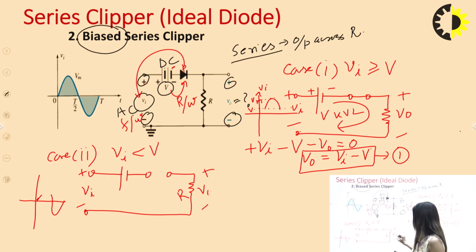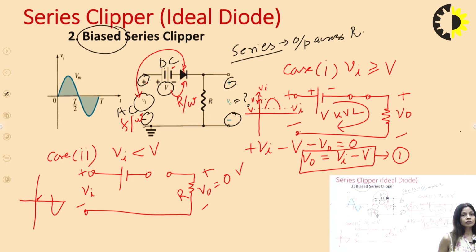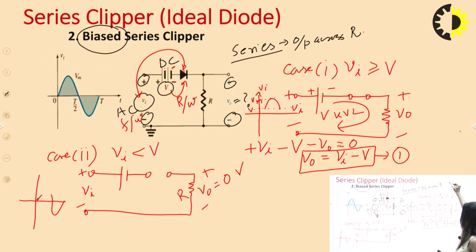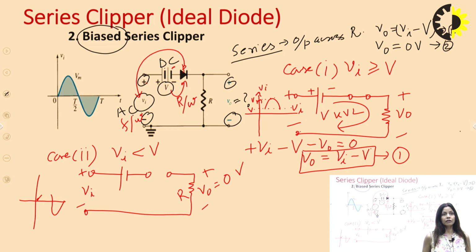Now at once you can say no need to calculate, there is no current, the circuit is open and the output voltage will come out to be VO equal to 0 volt. Now equations are over. We have found 2 equations. First, for forward bias, the output voltage is VI minus V, and for the second case it is 0 volt. So we have two results, 1 and 2. Using these two results we will make the waveform.